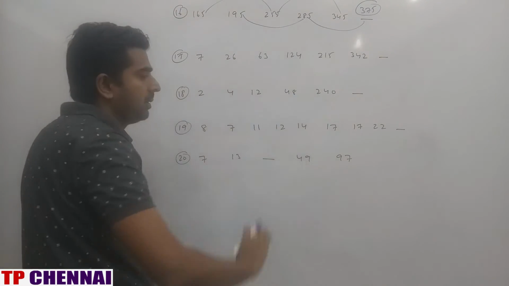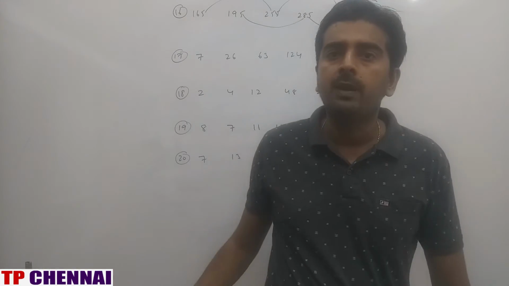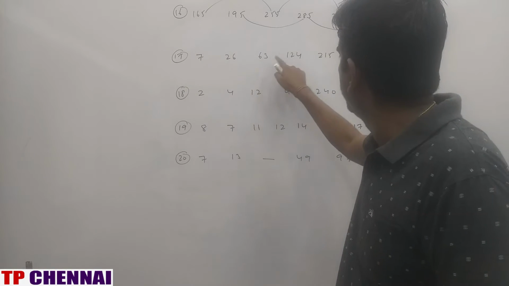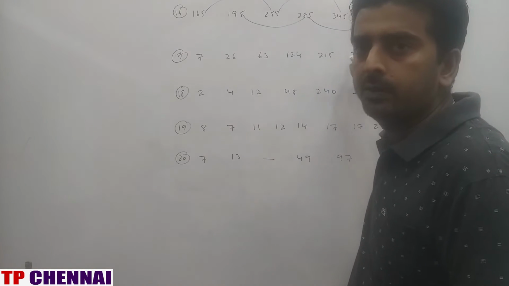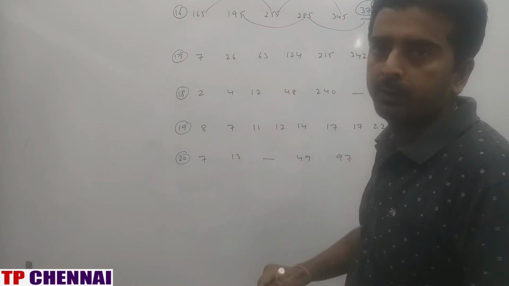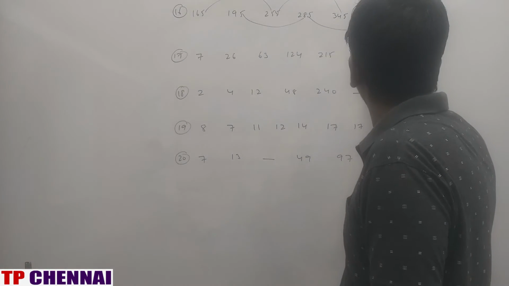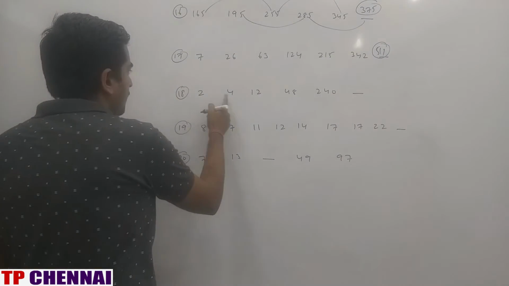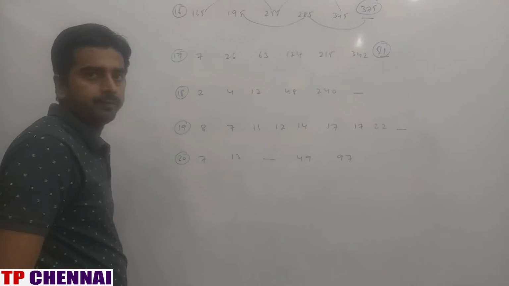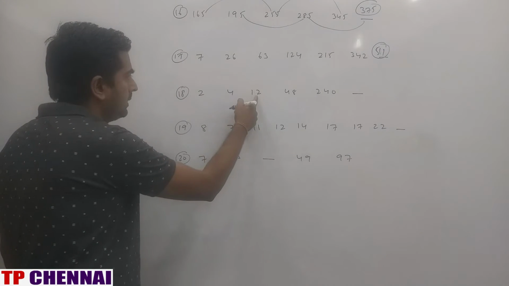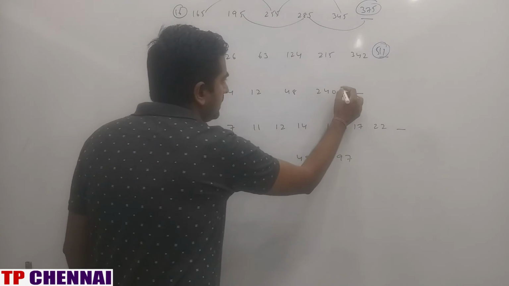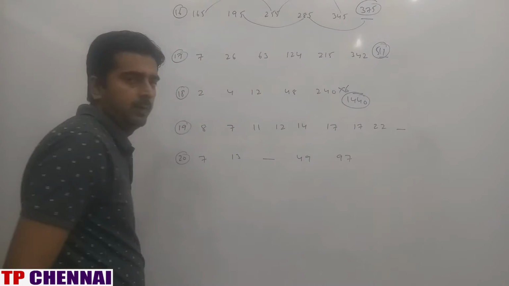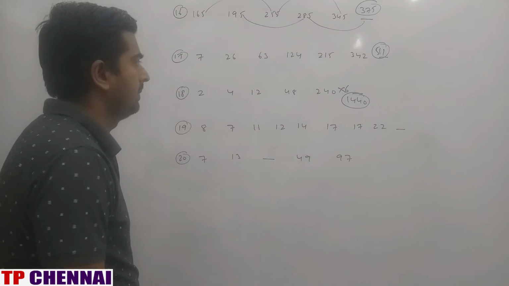Next one, 7, 26, 63, 124, 215, 342, question mark. Whenever you see these kinds of numbers, they are nearest to perfect cube numbers. 2 cube minus 1, 3 cube minus 1, 4 cube minus 1, 5 cube minus 1, 6 cube minus 1, 7 cube minus 1, 8 cube minus 1. 8 cube is 512 minus 1, 511. Then next one, 2, 4, 12, 48, 240. Into 2, into 3, into 4, into 5, into 6: 1440. Right? Fast we have to solve.